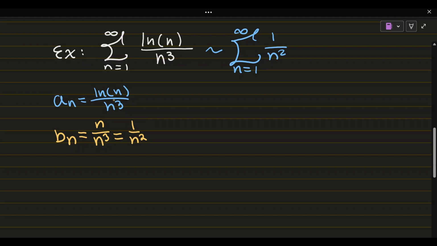And I know that because ln n is smaller than n always, I have that a_n is going to be strictly less than b_n. And I know that this will converge by p-series. So the sum of 1 over n squared converges by p-series.